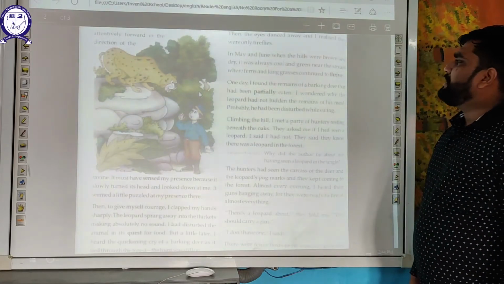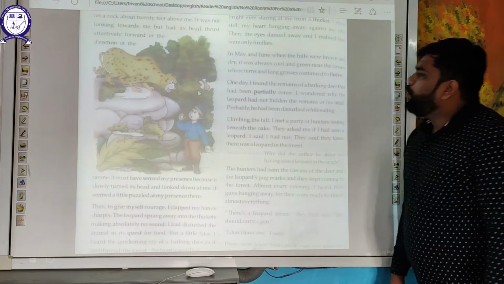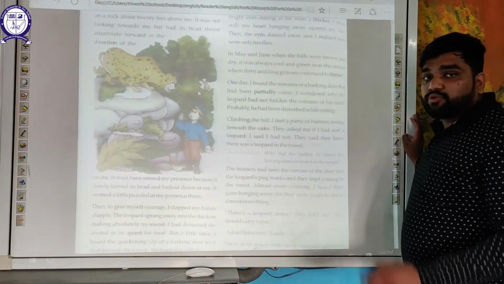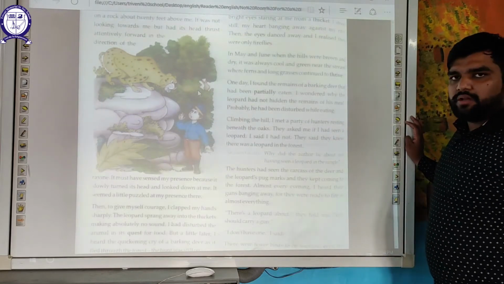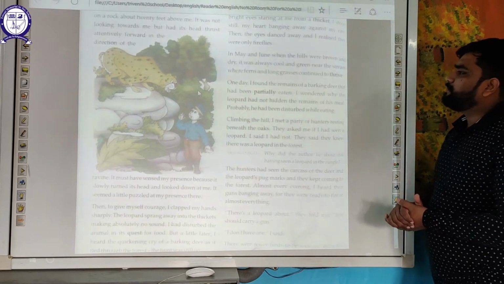In May and June, when the hills were brown and dry, it was always cool and green near the stream, where ferns and long grasses continued to thrive. In May and June, when the hills were brown and dry, it was always cool and green near the stream.